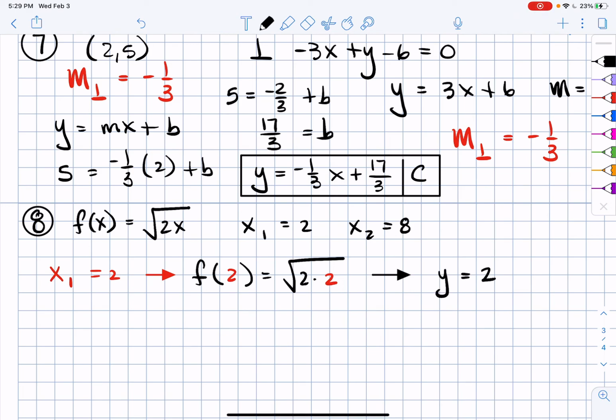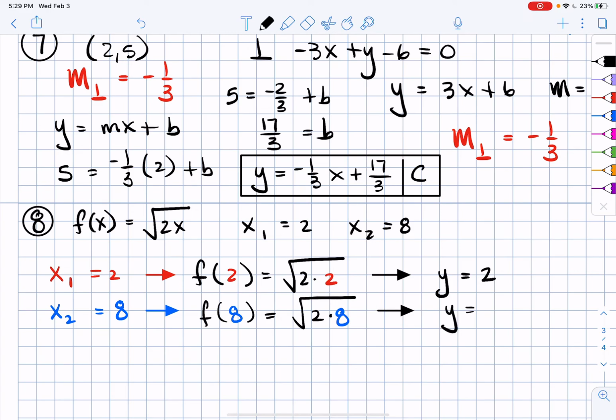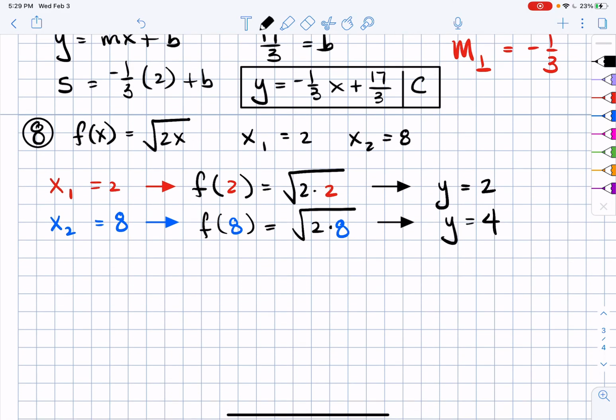Okay? And then if I use x sub 2 is equal to 8, so I'm looking for f of 8. So that's going to equal the square root of 2 times 8. So that tells me that my y value is going to equal 2 times 8 is 16. Square root of 16 is equal to 4. So I could even say that my y sub 1 is 2 and my y sub 2 is 4.